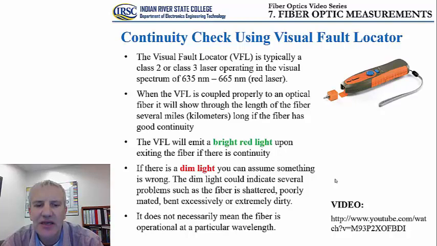It does not necessarily mean that the fiber is operational at a particular wavelength if this type of test is successful. It's just an indication. It's a basic test, you can even call it a sniff test, that may indicate certain issues on the fiber. If the result of the test performed using the visual fault locator is successful, it still does not mean that your fiber optic link is good and is going to meet certain standards. So you have to perform further measurements. In a sense, continuity check is just a test that would, in a quick and efficient way, point out certain major issues on the optical fiber.